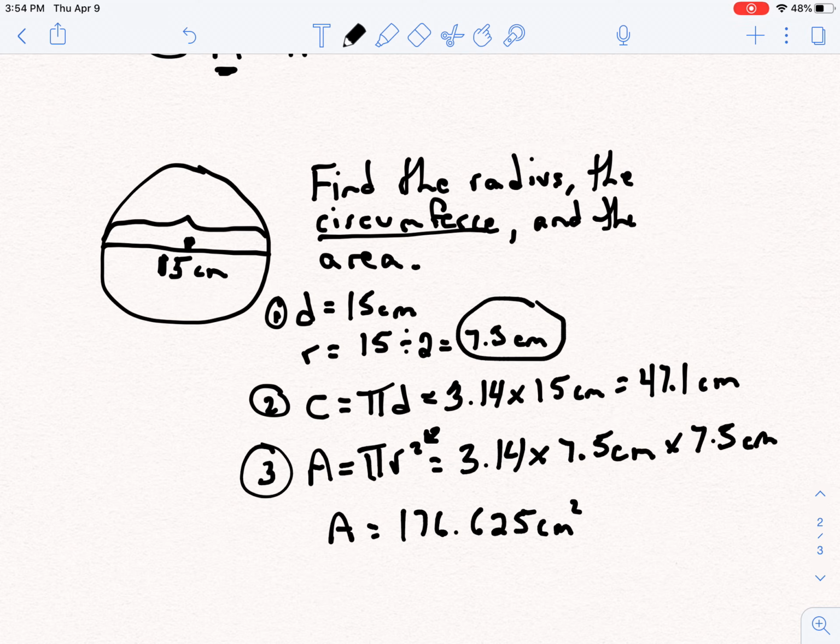Okay, so for the most part, that's all we're looking at doing, is we're looking at kind of manipulating some circles and moving back and forth. Hopefully that makes sense to you guys.